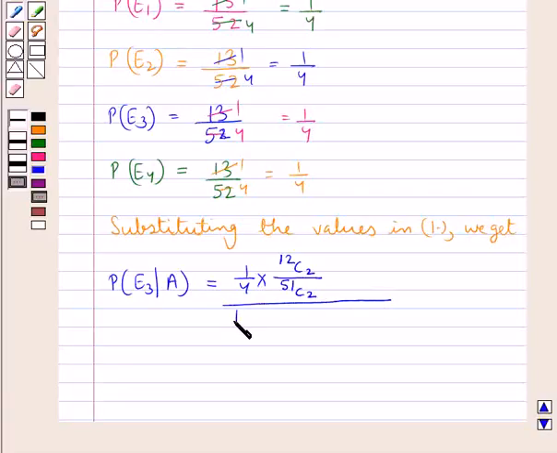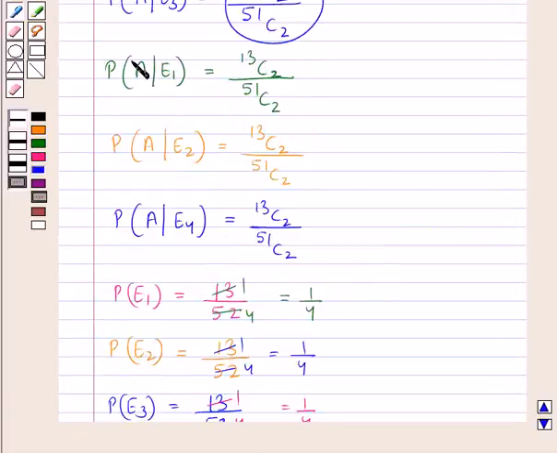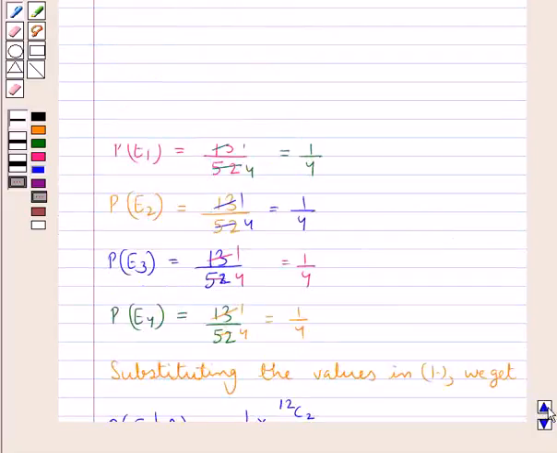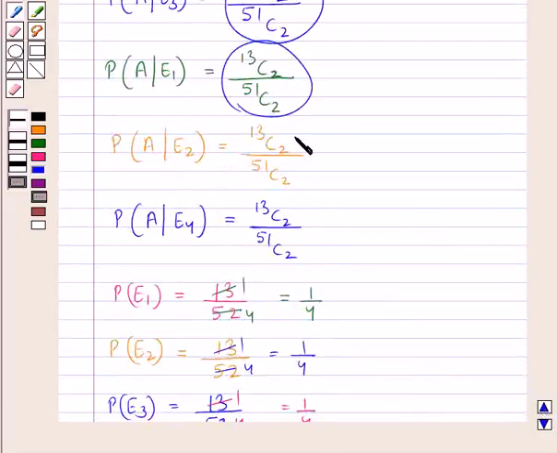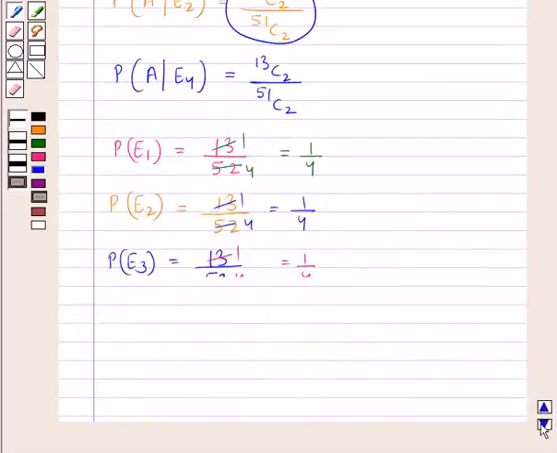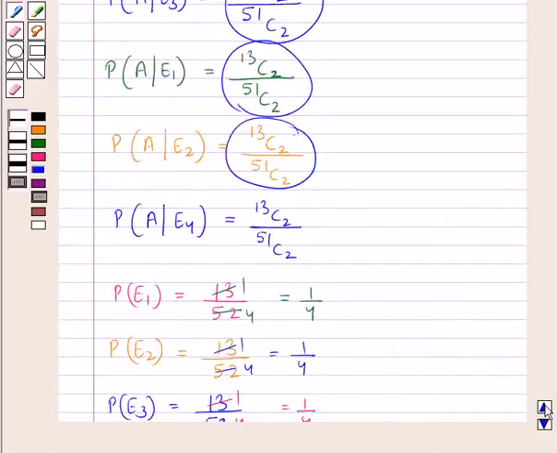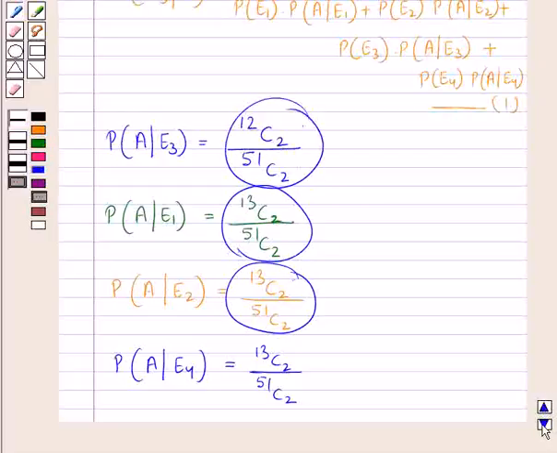probability of the event E1, that is 1 upon 4 into the probability of the event A, given that E1 has already occurred, is 13C2 upon 51C2. So we write here 1 upon 4 into 13C2 upon 51C2, plus probability of E2, which is 1 upon 4, into probability of A, given that E2 has already occurred, which is 13C2 upon 51C2. So here we have 1 upon 4 into 13C2 upon 51C2, plus 1 upon 4, which is the probability of the event E3, into probability of event A, given that E3 has already occurred, which is 12C2 upon 51C2.